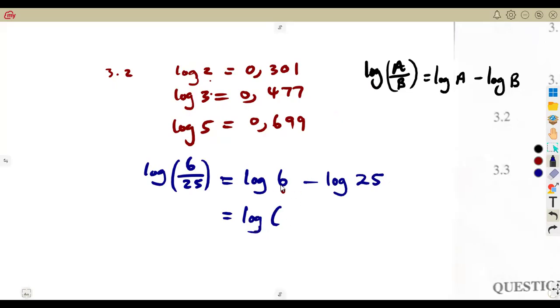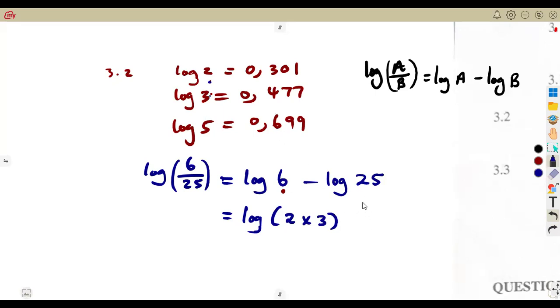So you separate by multiplication or division. No addition here inside the bracket. It's either division or multiplication. Please take note. So log 6, that's log 2 times 3. Multiplication. The numbers are there, 2 times 3.